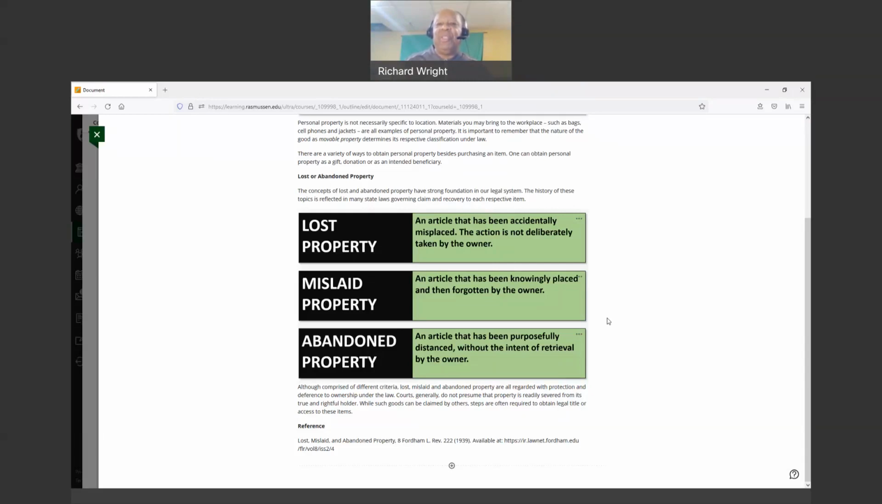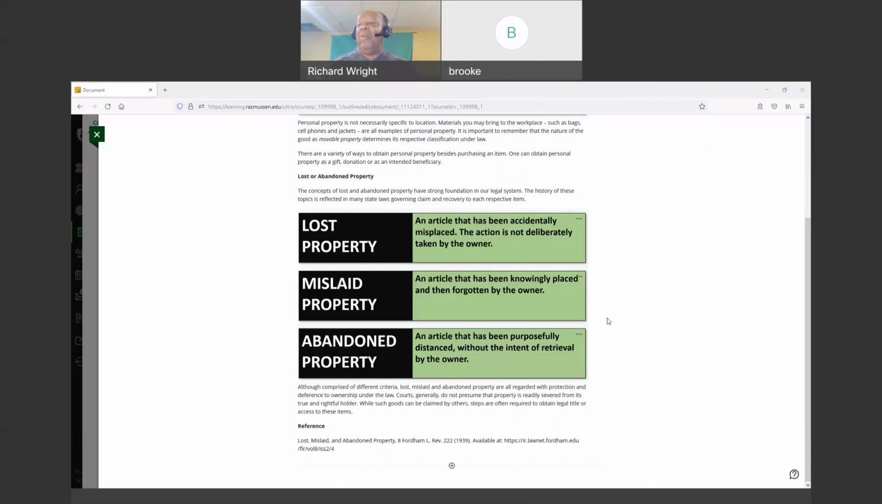Although comprised of different criteria, lost, mislaid, and abandoned property are all regarded with protection and deference to the ownership under the law. So who owns it? Courts don't presume that property is readily severed from its true and rightful owner, and then goods can be claimed by others. Steps are often required to obtain legal title or access to these items. For example, if a person has a car and they want to sell you the car, they will generally give you the title so that you can have it secured.